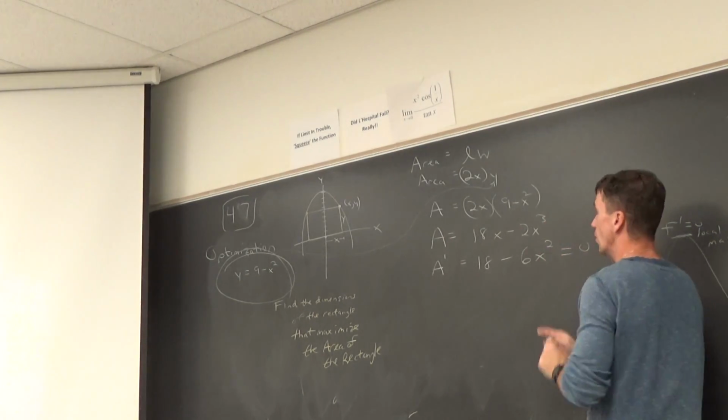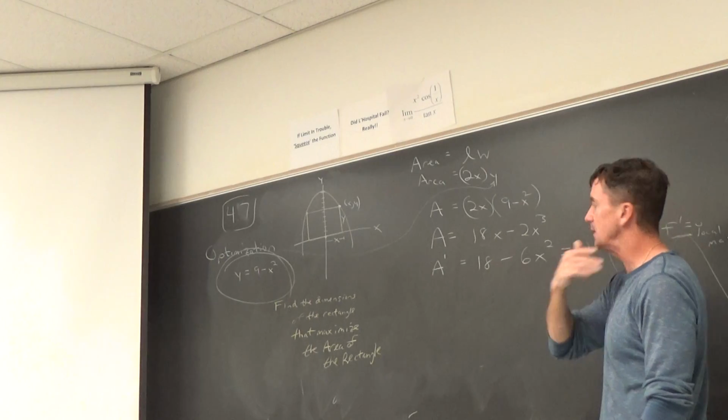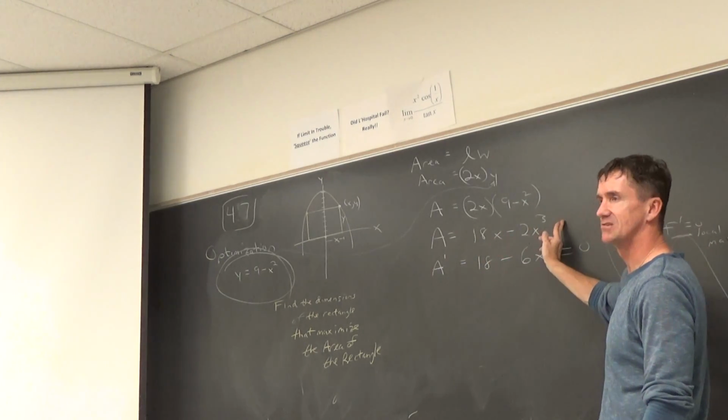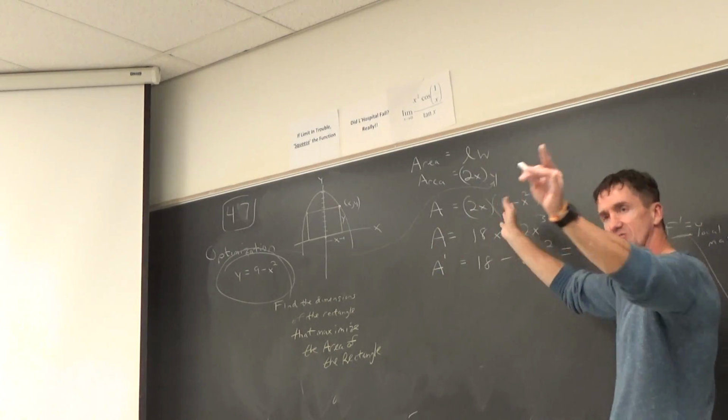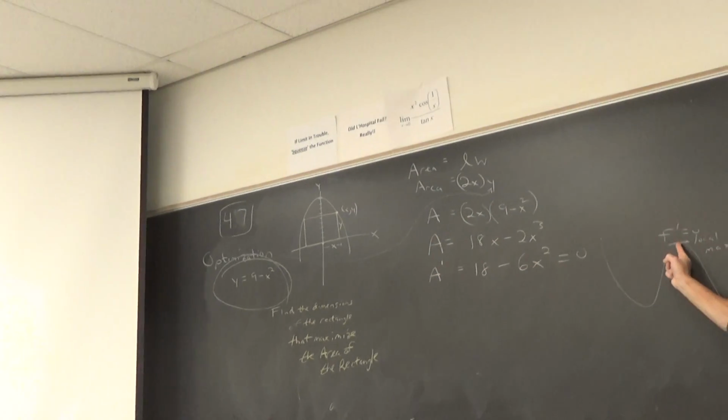Because you're setting this equal to what? 0. Notice, here's another error. Kelly, people said 18x minus 2x cubed is 0. No. What do we set to 0? The derivative of that function. Just like this. F prime equals 0.